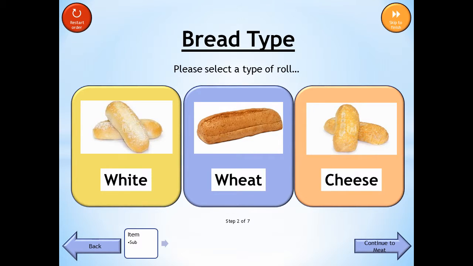First, you have the bread type. And on this page, you can see we've introduced the restart order button, the skip to finish button, the back button, the continue button, and then at the bottom is a list of what previous choices you've already made, which you can click on to go back to that step.